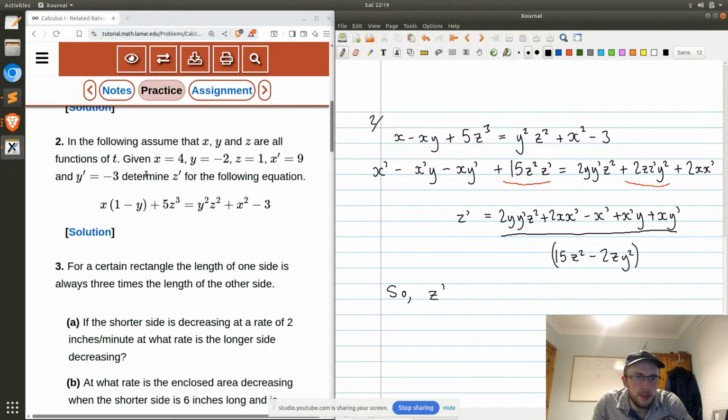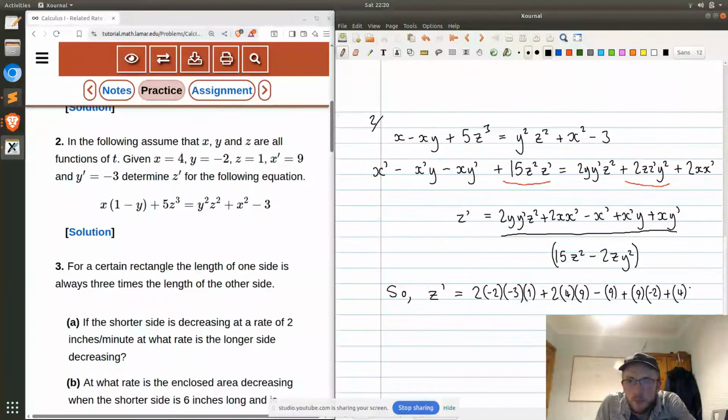So, picking up my numbers, z prime will be 2 times negative 2 times negative 3 times 1 squared, so just 1, plus 2 times 4 times 9, minus 9, plus 9 times negative 2 plus 4 times negative 3.